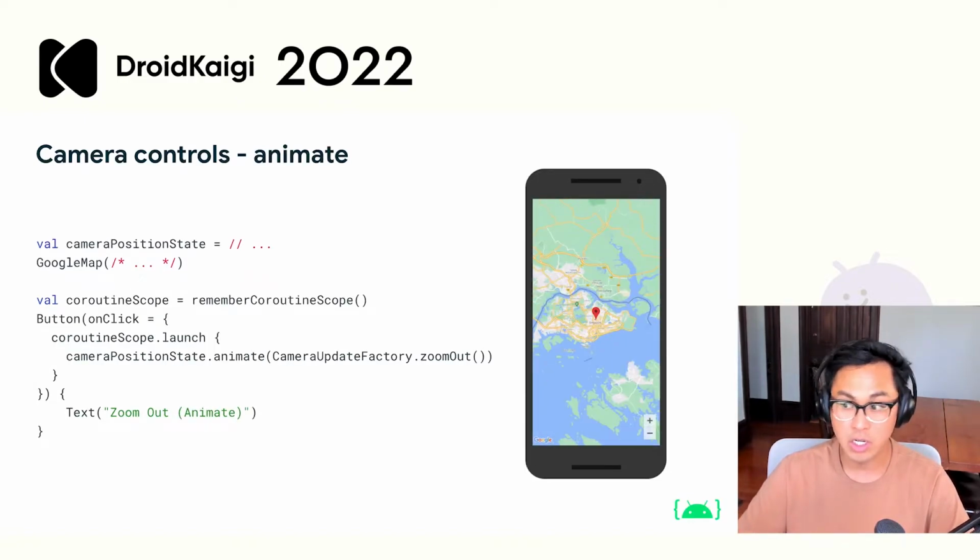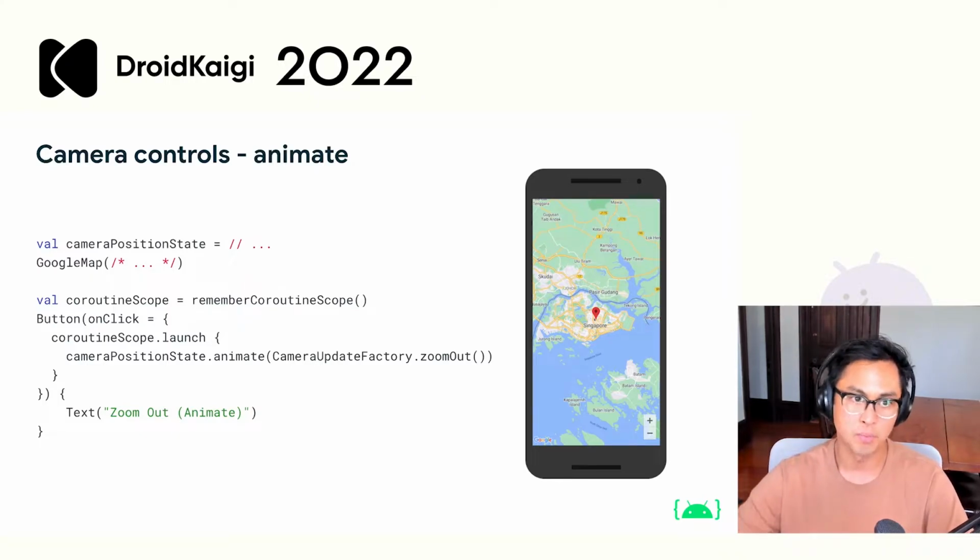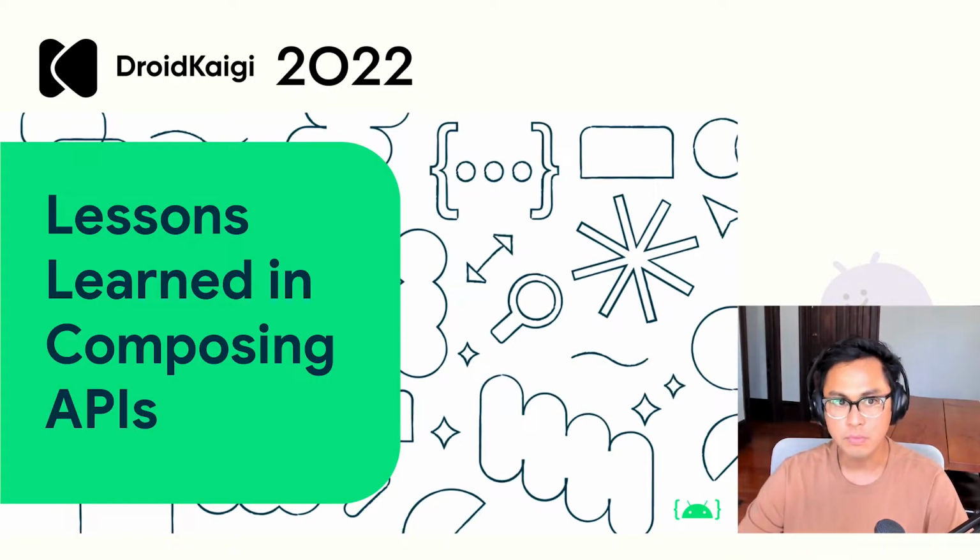So if you want a smoother camera transition, then you can call the animate method on the camera position state object. This method is a suspending function, so you need to make sure to call it within a coroutine scope. All right, that was a quick walkthrough of the features of Maps Compose. Now let's transition to the lessons I learned and how and why Maps Compose APIs were designed this way.